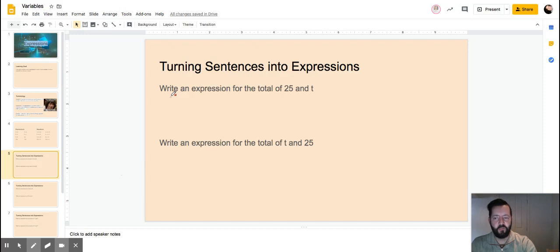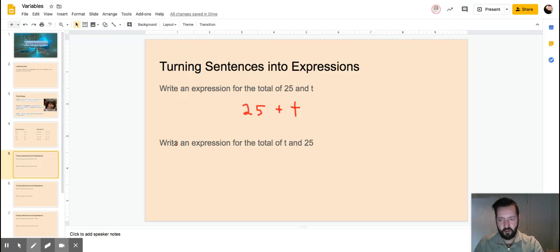So the first example here is: write an expression for the total of 25 and t. And this would be an example of an addition style expression where we're just simply going to take the number 25 and we are going to add it to t. 25 plus t. And then we're done. We have created a mathematical expression because they haven't told us that this equals anything. All they've given us is a number and a letter and an operation to tie those two together.